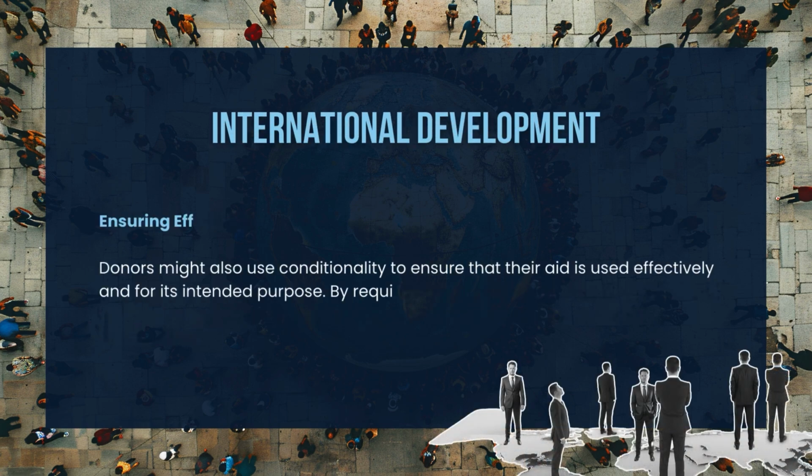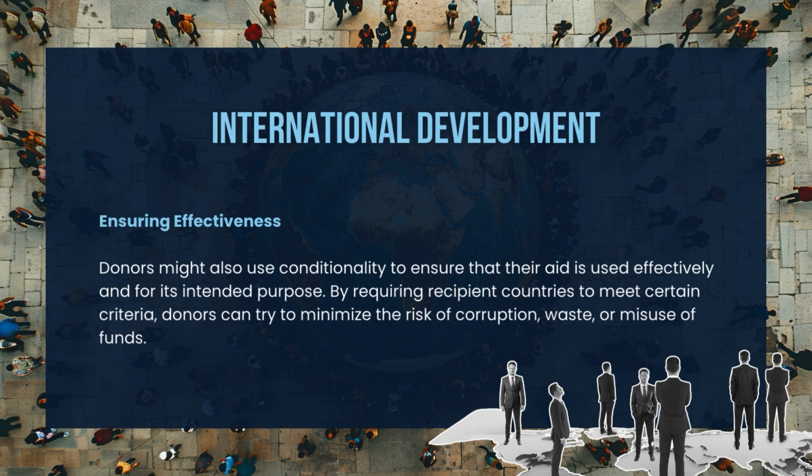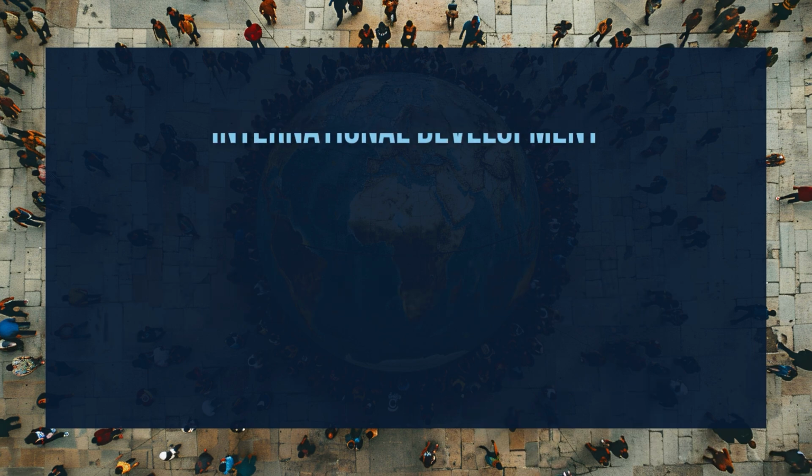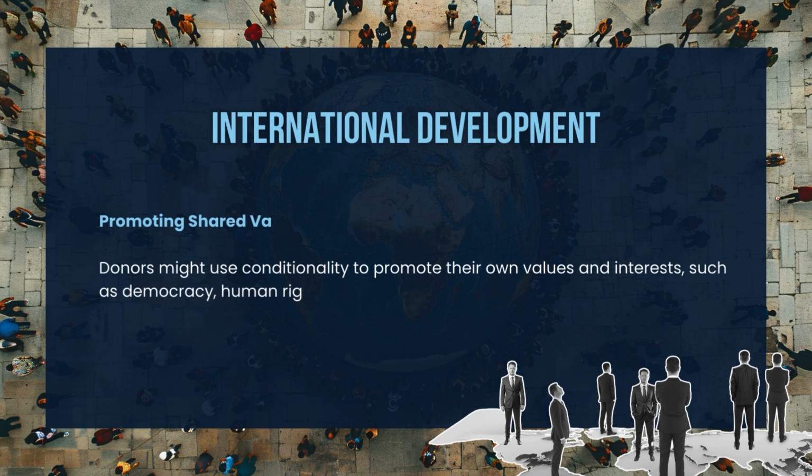Ensuring effectiveness. Donors might also use conditionality to ensure that their aid is used effectively and for its intended purpose. By requiring recipient countries to meet certain criteria, donors can try to minimize the risk of corruption, waste, or misuse of funds. Promoting shared values. Donors might use conditionality to promote their own values and interests, such as democracy, human rights, or free market economics.